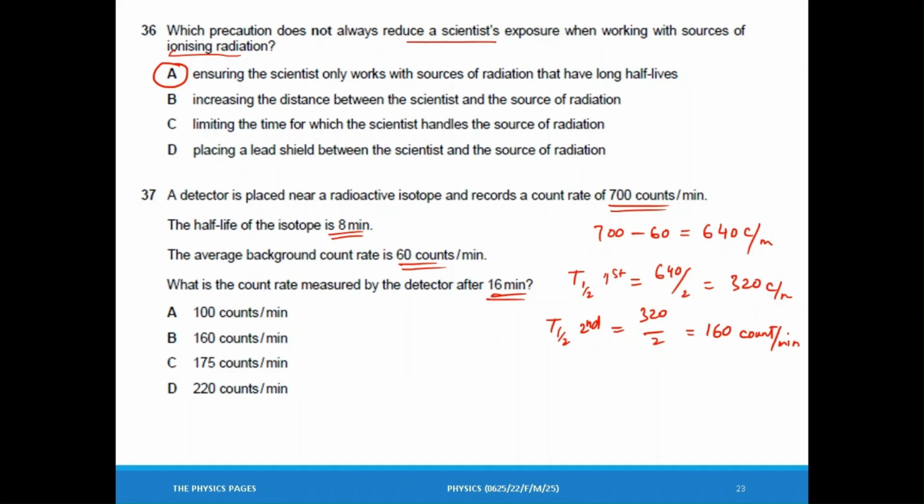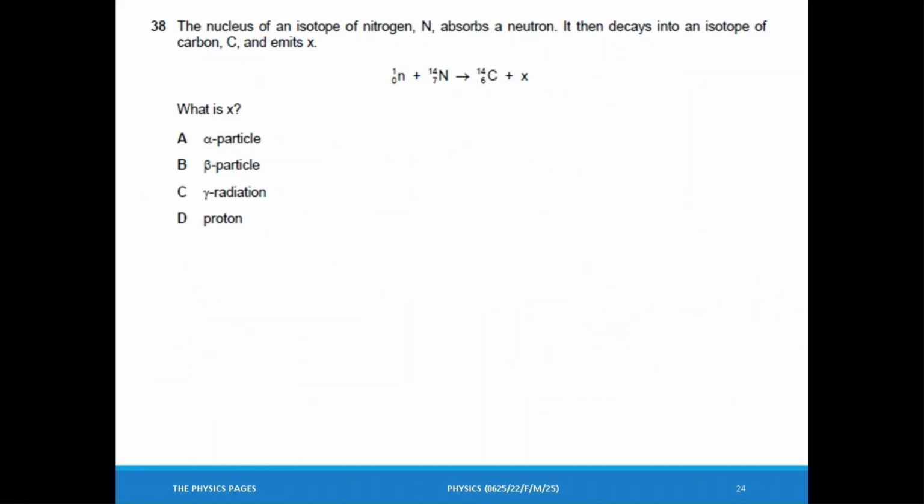But background counts are always there. When it was 700 counts, it was also there, and it's also there at 160. So the total count that will be counted on the counter will be 160 plus 60 counts, and it gives us 220 counts per minute. So the right option for this solution is D, 220 counts.